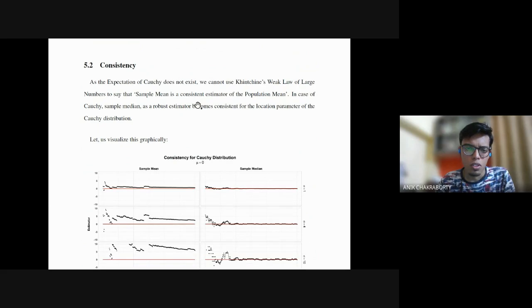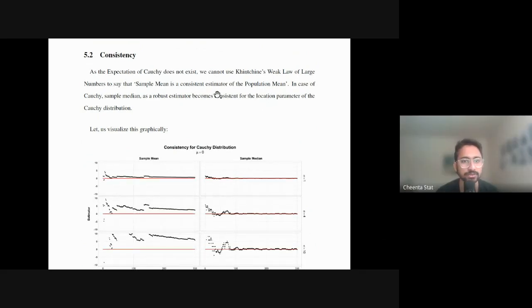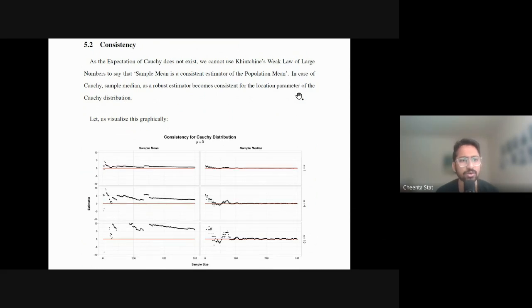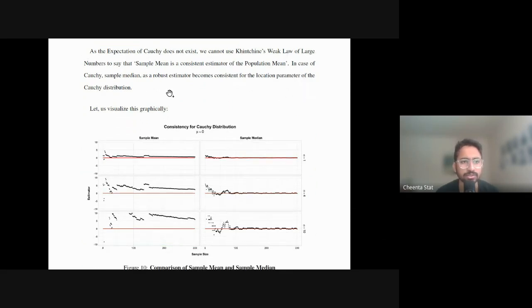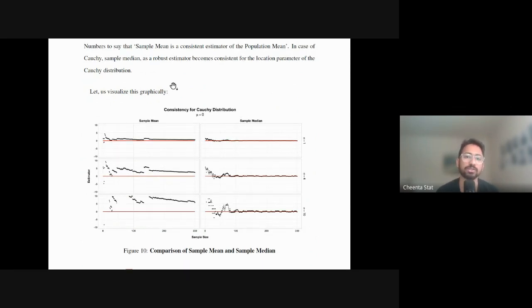So here is the consistency part. Using the law of large numbers, you show that the sample mean is a consistent estimate of the population mean. But in this case, the population mean does not exist. So a robust estimator becomes consistent for the location parameter. The sample median, as a robust estimator, is consistent for the location parameter.